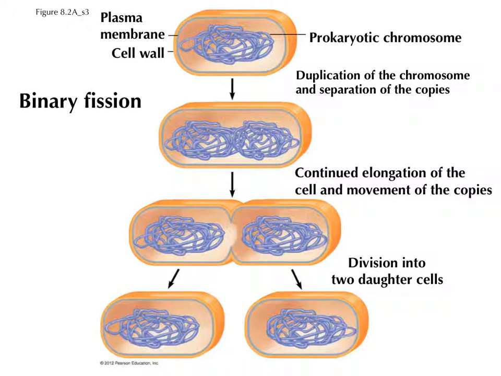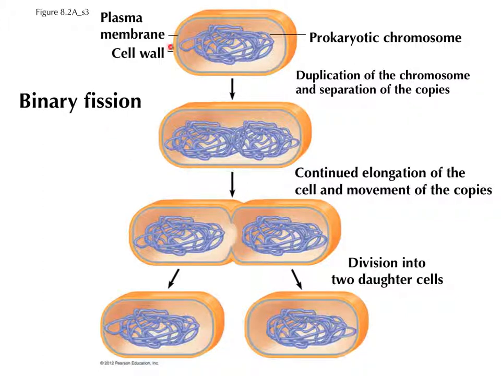Prokaryotes can't undergo mitosis because they don't have a nucleus, and that's the definition of mitosis, the division of the nucleus. So what ends up happening, they do a process called binary fission.